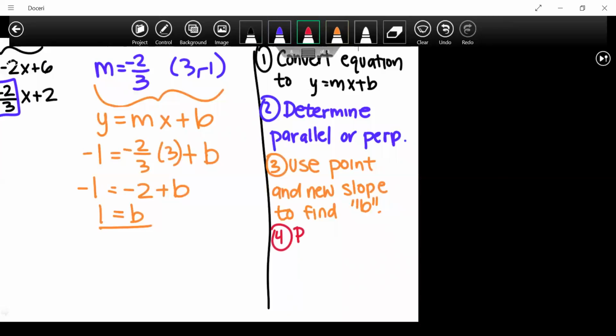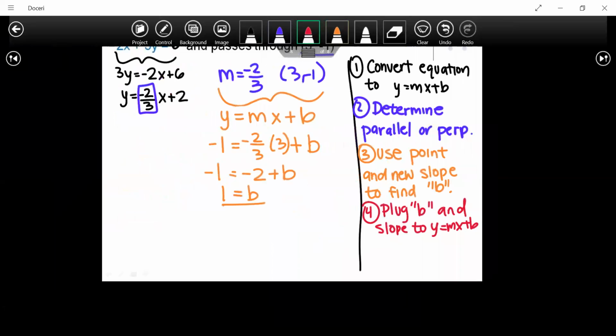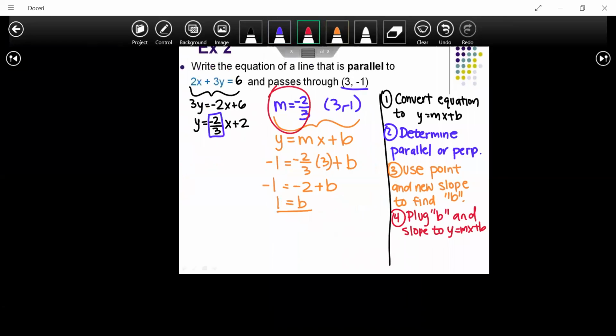Fourth step is to plug b and slope into y is equal to mx plus b. So we're going to kind of join these two together. So I have my slope here again. I have my b here. y is equal to negative 2/3 x plus 1. That is my final solution.